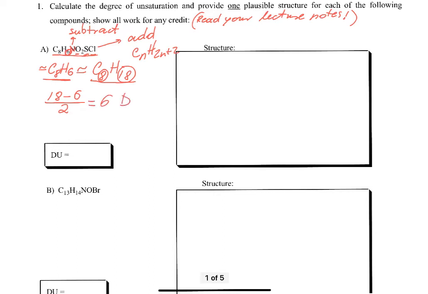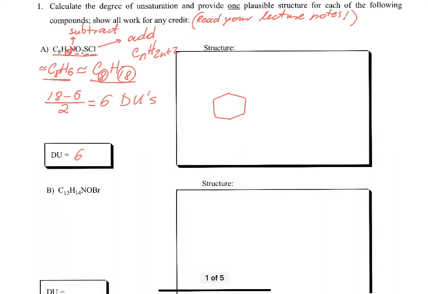I have 6 degrees of unsaturation. 6 degrees of unsaturation would give me any combination of rings, double or triple bonds. Let's go ahead and draw one plausible structure. I have 8 carbon atoms, and that's where we'll start. Let's go ahead and draw some formula that has 6 plus 2, 8 carbon atoms.